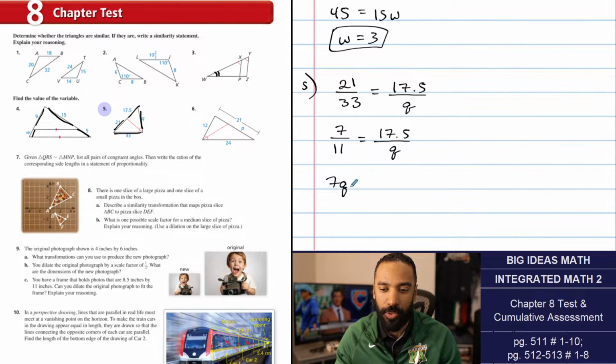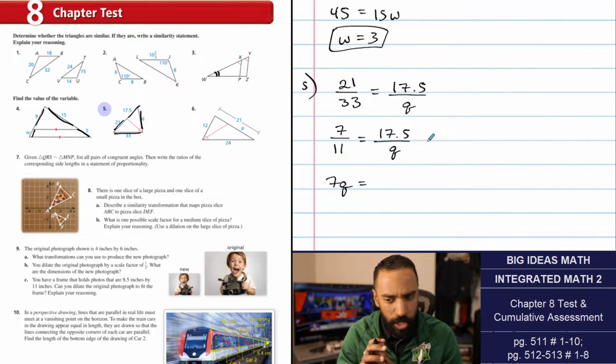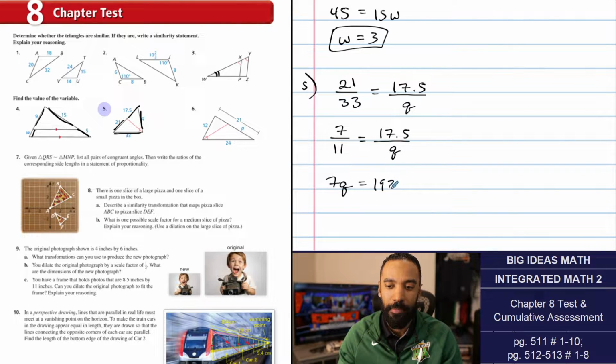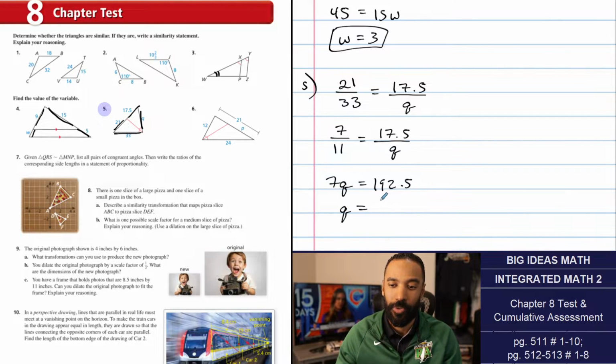But 7Q equals, I vowed to go without a calculator. Let's do it this way. Let's do 17.5 times 11. 17.5 times 10 is 175, plus another 17.5 is 192.5. Even by knowing that, I don't know what this divided by 7 is. It's not going to be a clean number. So let's start with 192.5 over 7.